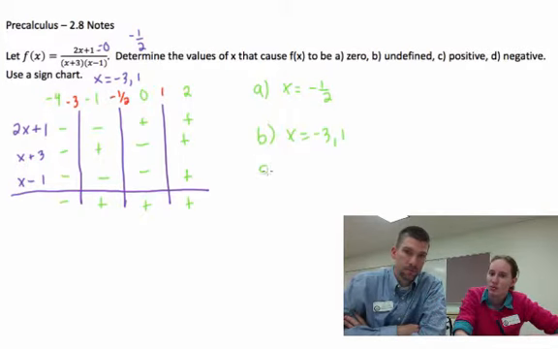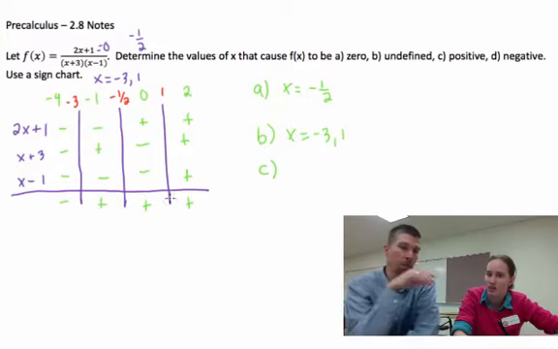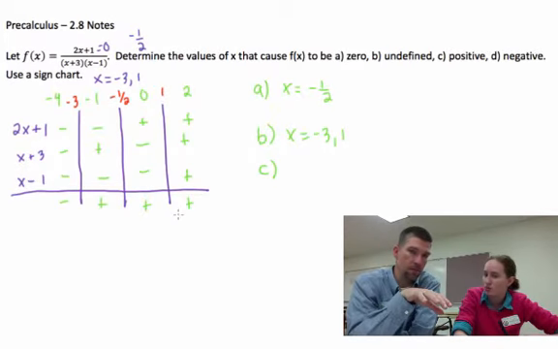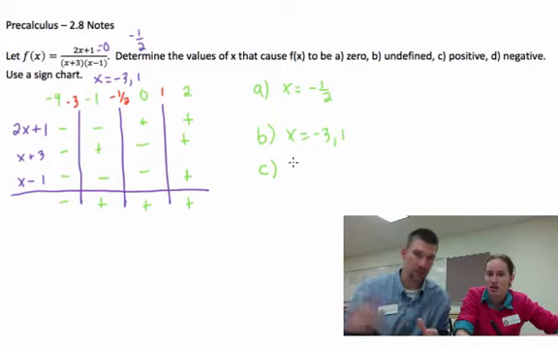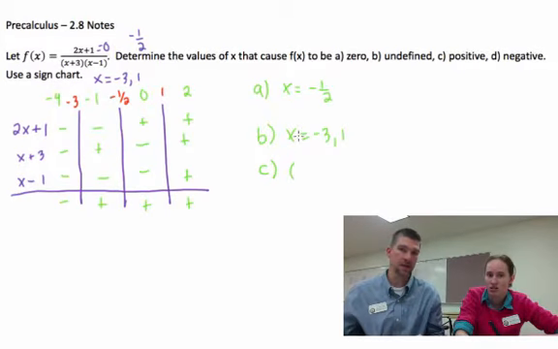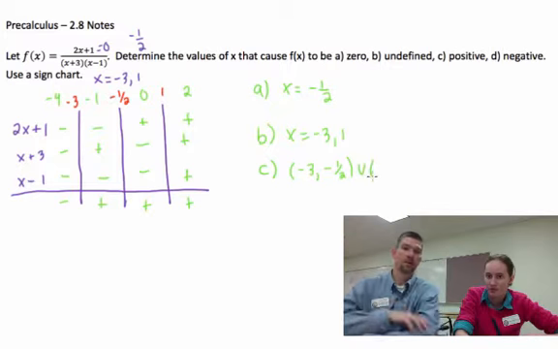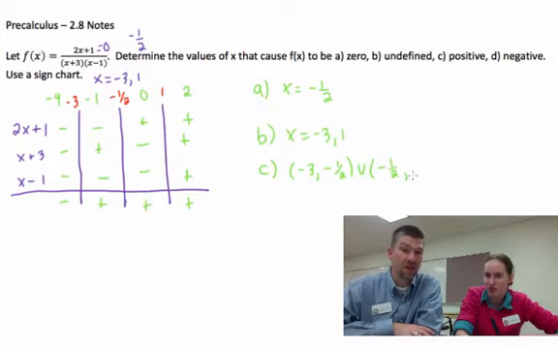And then C, where is it positive? Well, it's actually positive in a lot of places here, from -3 to -1/2, and -1/2 to 1. You can't say -1 to infinity. You can't do that because positive only means positive, not 0, and definitely not something where we're undefined. So you're going to have a lot of intervals to write here, so suck it up and put on your big person britches and write it all out.